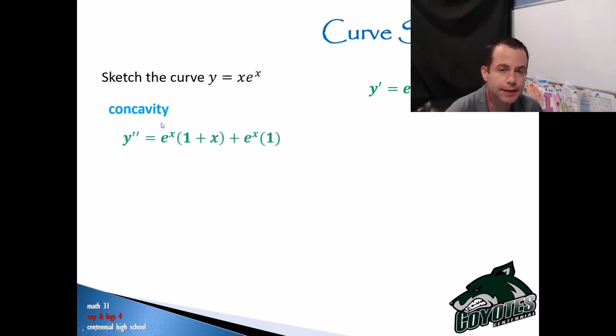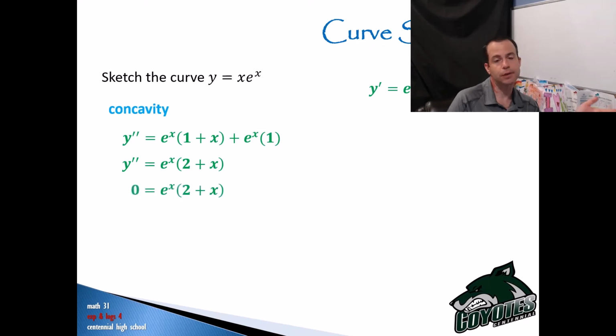Now I'm looking at this and I'm saying, okay, I can again factor out an e to the x from both of these terms. If I factor out e to the x from both of these terms, I'm going to be left with it being multiplied by 1 plus x plus 1, which is 2 plus x. Okay, so the second derivative is e to the x times 2 plus x. Now, I'm going to set that equal to 0. We're not going to call that critical numbers, but I'm going to check -2. So when I check -2, check to the left, check to the right, I end up with negative and positive.